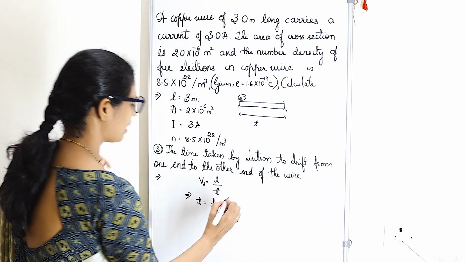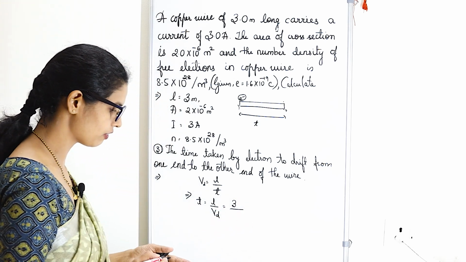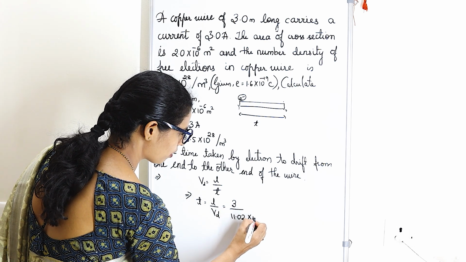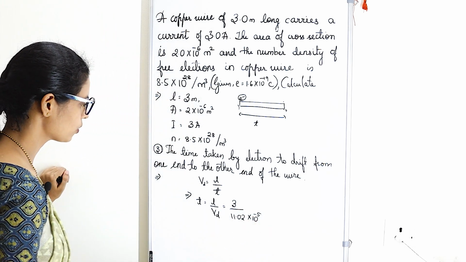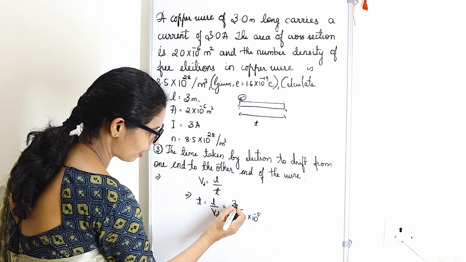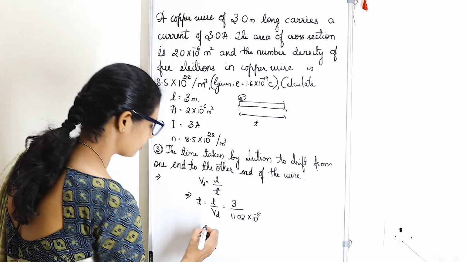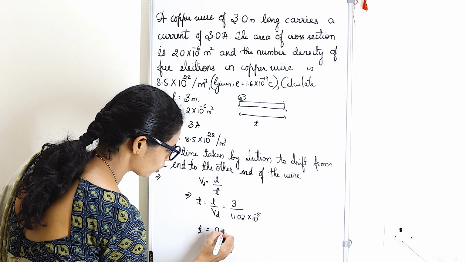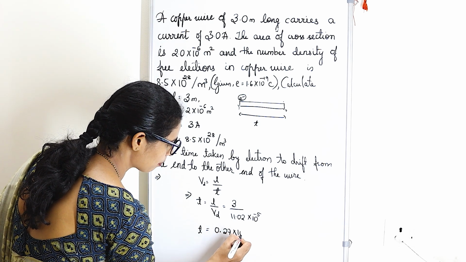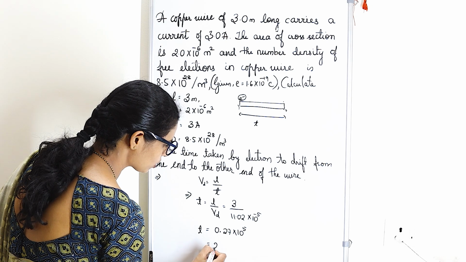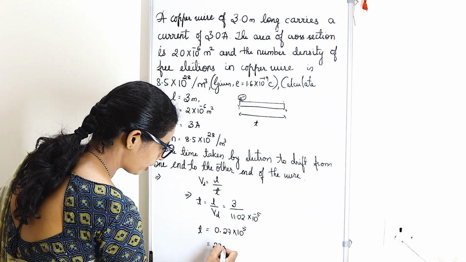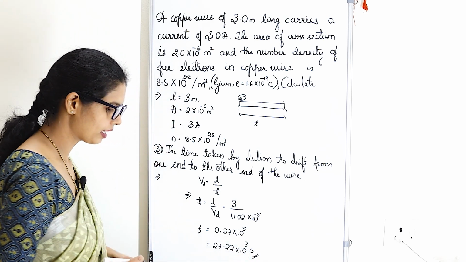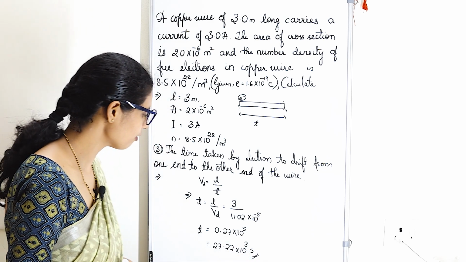The length of the copper wire is 3 meter and the drift velocity which you have got here is 11.02 into 10 to the power of minus 5, right? So this is the time taken. Here you have substituted the value for length as well as the drift velocity. So the time taken can be written as, when you substitute it, the value will be 0.27 into 10 to the power of 5, or you can write it as 27.22 into 10 to the power of 3 second. So here we got the value for time taken.